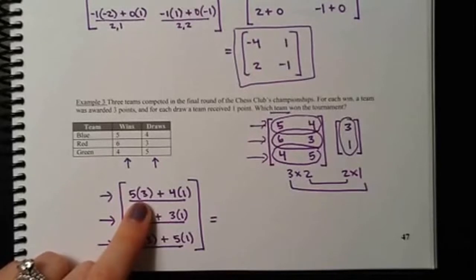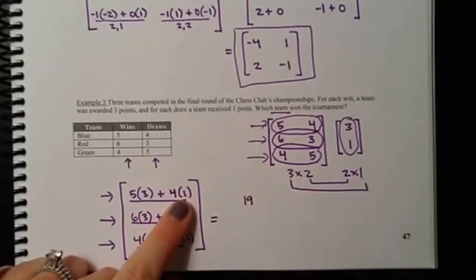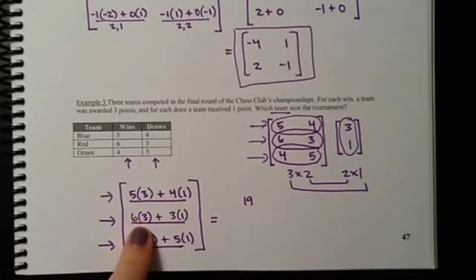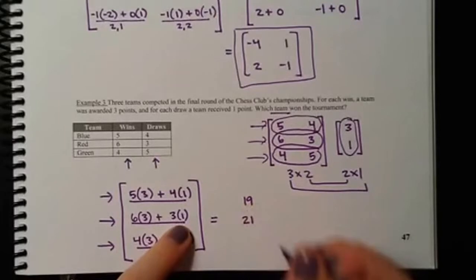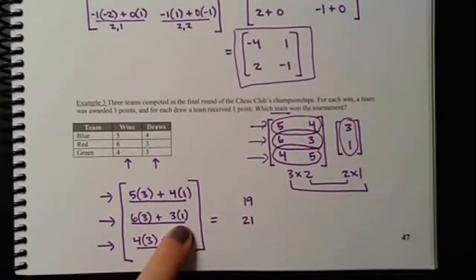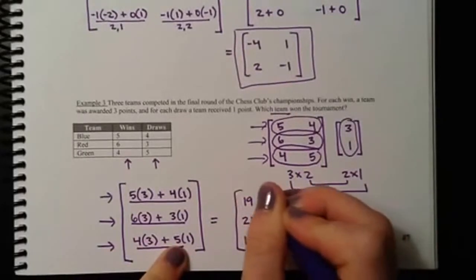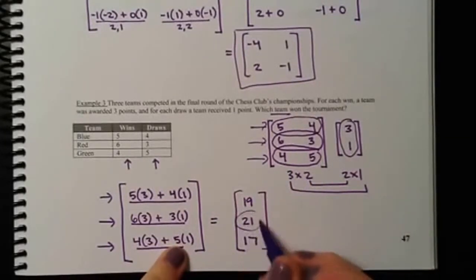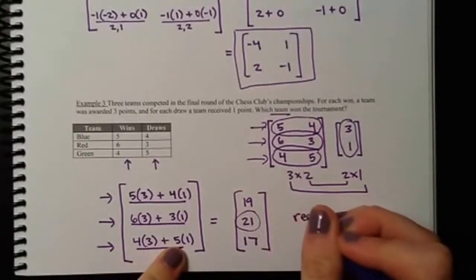Blue team got 15 points for wins, 4 points for draws, that's 19 total points. Red team got 18 points for wins, 3 points for draws, that's 21 total points. And the green team got 12 points for wins, 5 points for draws, that's 17 total points. So we end up with our high score here is 21. So which team won the tournament? That would be the red team.